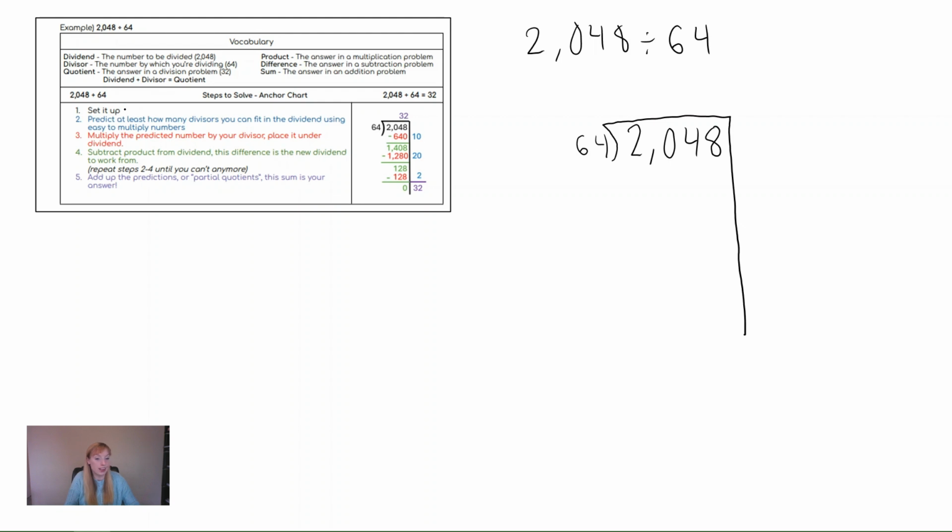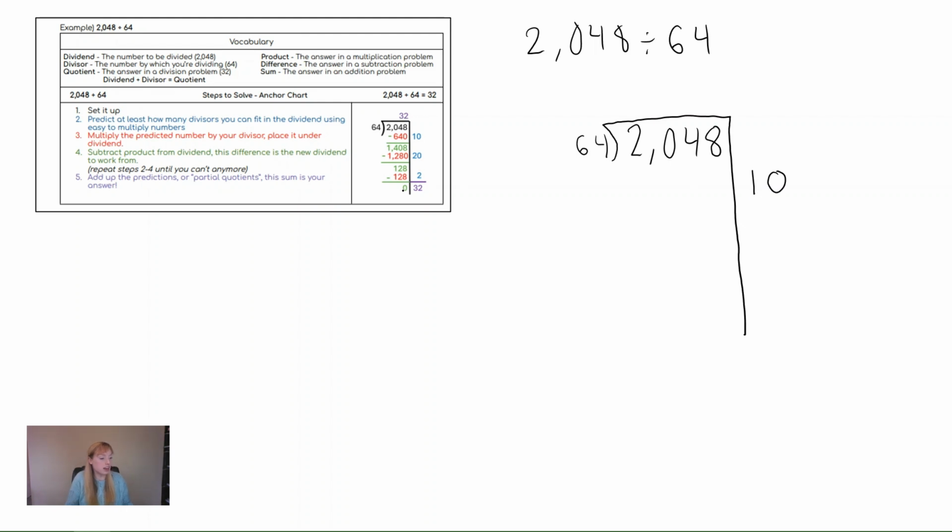I've set it up. Now, step 2, I'm going to predict at least how many divisors, 64, I can fit in the dividend, 2,048, using easy to multiply numbers. I'll show you what I mean. I predict I can fit at least 10 groups of 64 in 2,048. I'm using 10 because it's easy for me to multiply by tens. Now I've made my prediction.